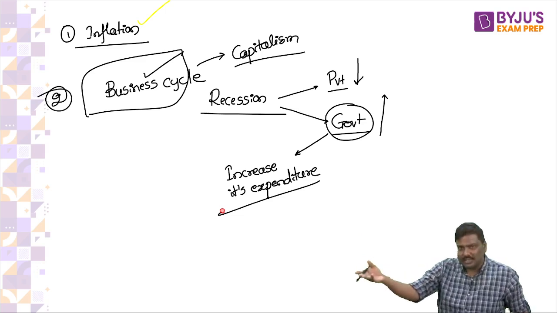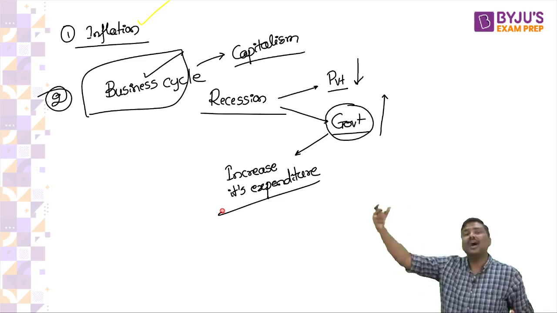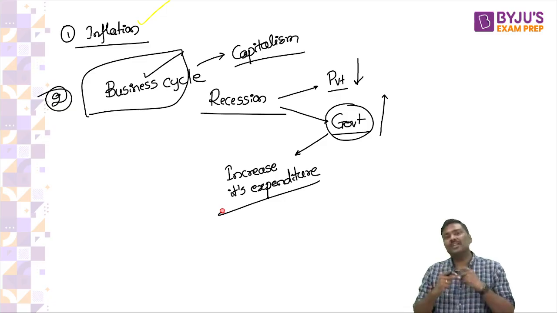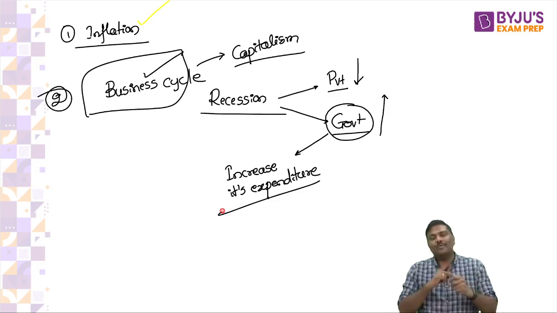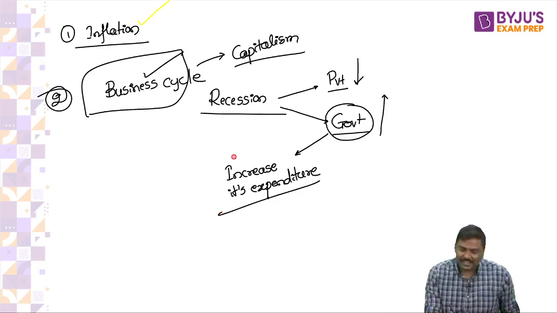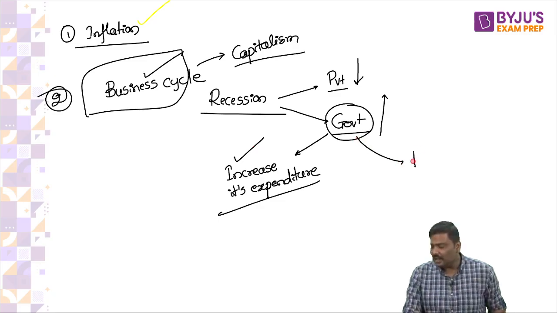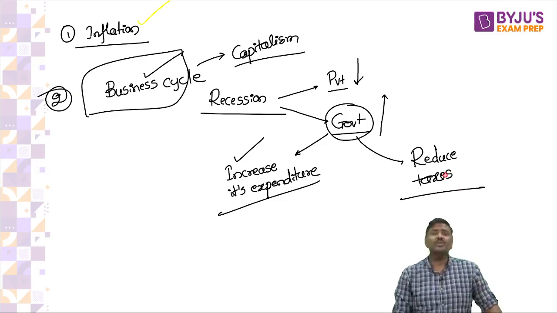Salaries going to houses will go up. If salaries going to houses go up, it will lead to higher demand for goods and services. Did I not just explain a virtuous cycle here? So increase in the government expenditure is one way, and second is reduce taxes.